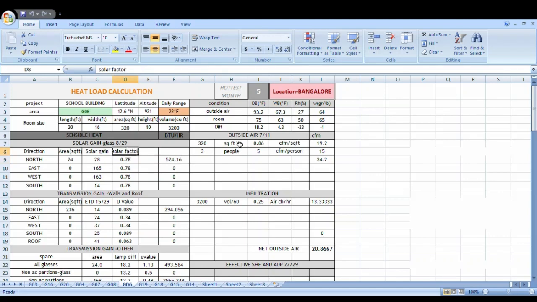Next is outside air. Outside air is our area, room area is, office room area is 320 square feet, and for office you assume 3 people are sitting in the office. So I put 3 people. Now I will show how to take these values, square feet and people, CFM per square feet and CFM per person from the design data book.